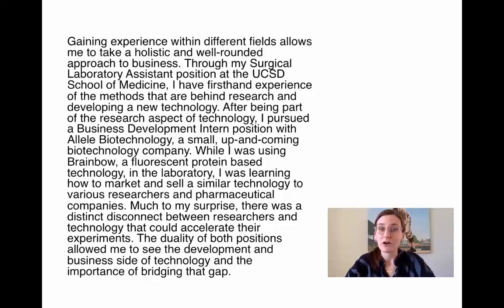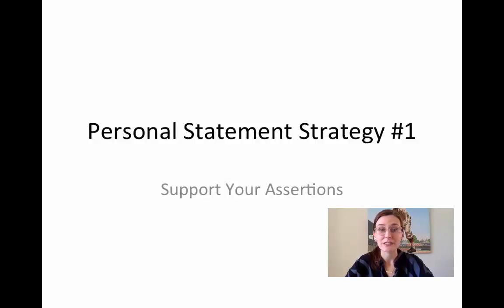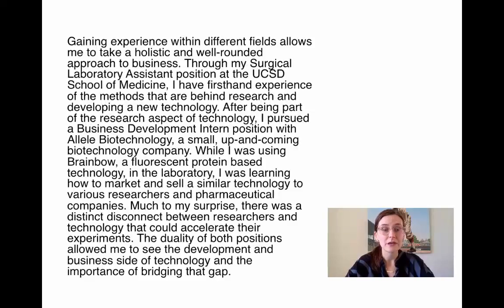So here, again, these are all real samples from previous CAT 125 students. I won't read the full passage here, but you'll probably want to pause the video so you can read the passage. I'll just focus on the strategy here. So again, our strategy, supporting your assertions. This student starts out with an assertion in this paragraph that she has a well-rounded approach to business because she's worked within different fields. So you see as you read through the paragraph that this student has worked in both a research lab environment and in the business side of research development.